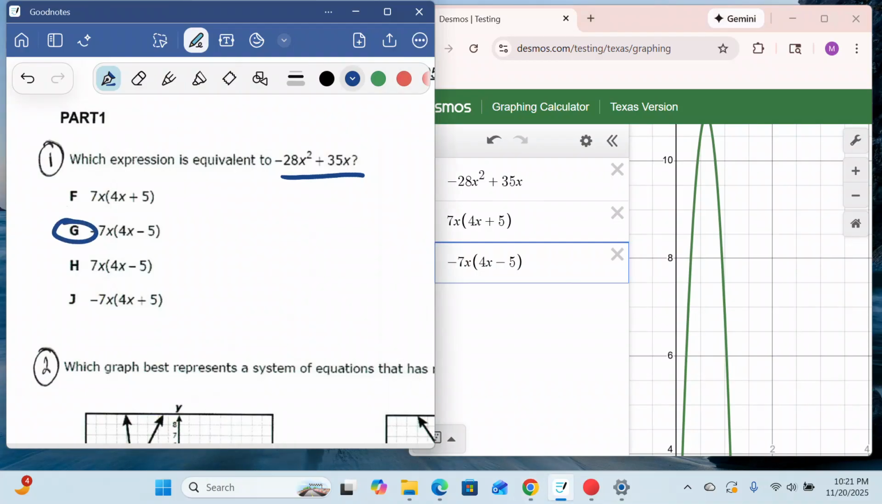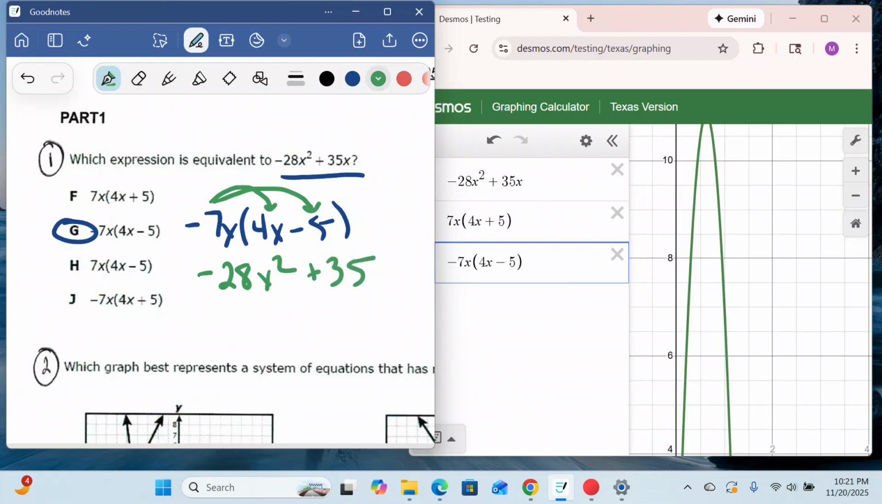And the way I would check this problem is I would rewrite this problem, negative 7x, open parentheses, 4x minus 5. And if you can see this problem, it's a very easy distributive property. So I would distribute the negative 7x into the 4x. That gives me a negative 28x squared, because x times x is x squared. And then I would distribute the negative 7x times negative 5, which gives me a positive 35x. And as I can see, this is the same as this.